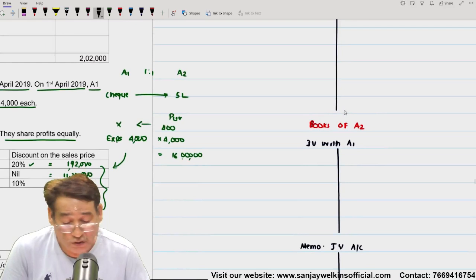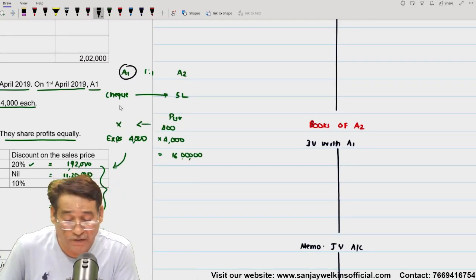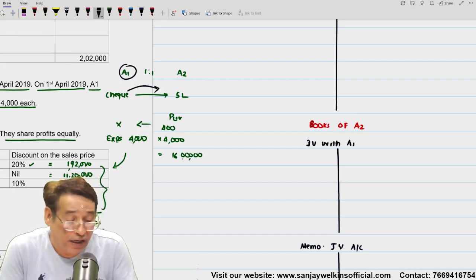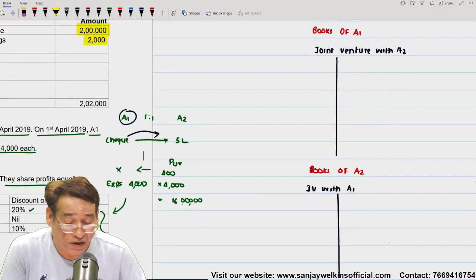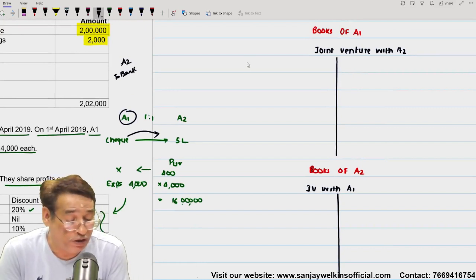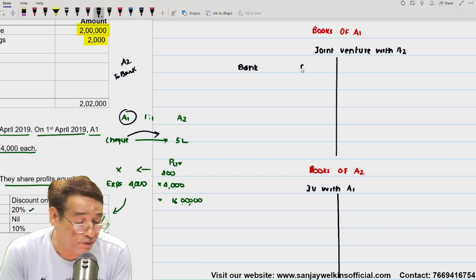So let's have a look over the transactions of A1. First of all, it is given that A has sent a check to A2. When A sends the check to A2, he will write the entry: A2 account, debit, to bank account. Here A2 means joint venture with A2. So in joint venture with A2, A is going to write to bank because he has sent the check, and the check is of rupees 5 lakh.